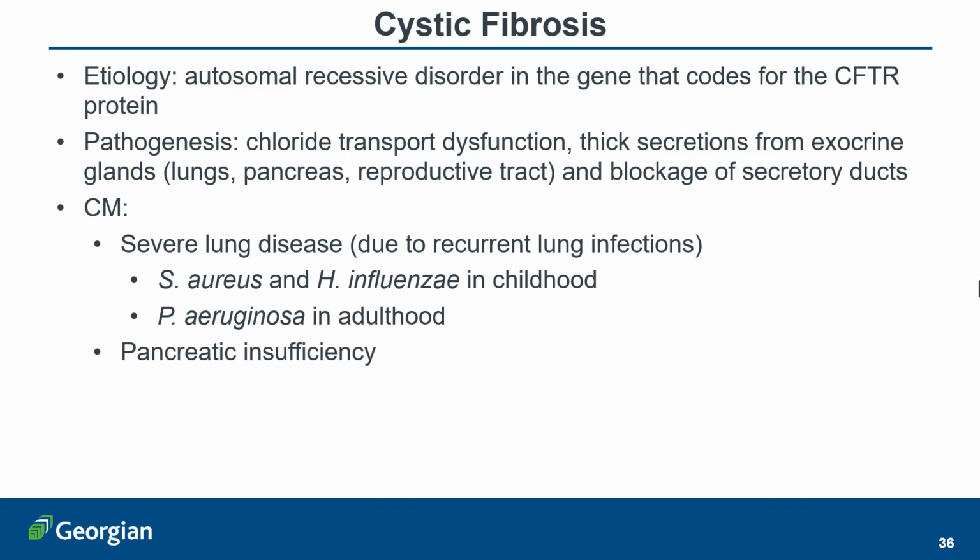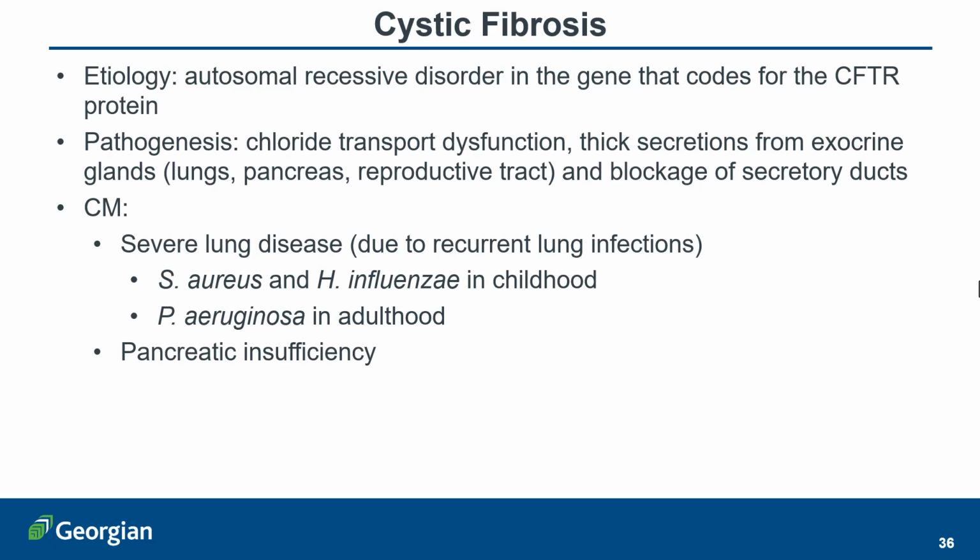So the pathogenesis in cystic fibrosis is that you have a chloride transport dysfunction in the CFTR protein, and now the secretions from the various exocrine glands become a lot thicker because they're not diluted down with water. So the secretions in the lungs, the pancreas, and the reproductive tract become a lot thicker, and that can cause a blockage of the secretory ducts and further damage to the secretory ducts in the lungs. That leads to the characteristic pulmonary manifestations resulting in severe lung disease. It's mainly due to the recurrent lung infections.